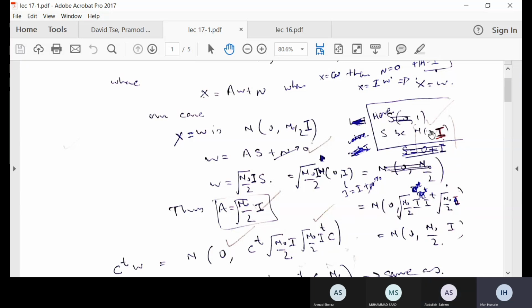Previously it was a standard one, which was N0 I. Now it is transformed to a white Gaussian vector in the real axis. So this is N0 over 2 I. This gives us the proof that your A will be equal to under root N0 over 2 I. So once this is proven, then you can just put the value of A in the equation and you will get the statistics of the product.